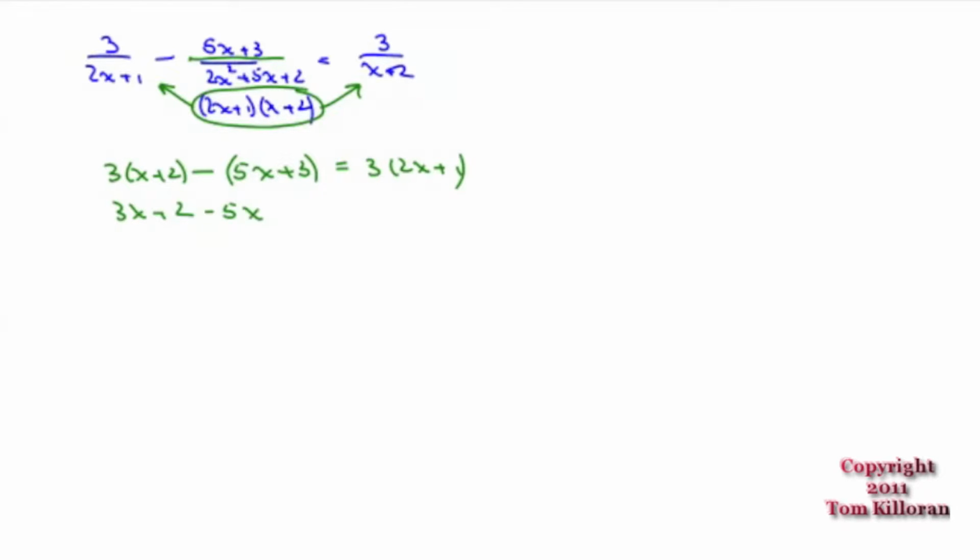Negative 5x plus... 6, maybe. See, that's what you did this time. Minus 5x minus 3 is equal to 6x plus 3. Okay, combine like terms. Negative 2x plus 3 is equal to 6x plus 3. Add the 2x across, 3 equals 8x plus 3, and eventually you get down to x equals 0, because the 3's cancel, you get 8x is equal to 0. Those were pretty easy, those ones right there.